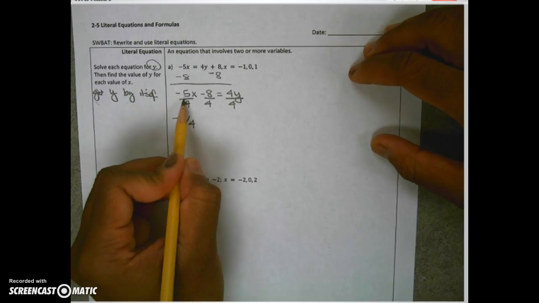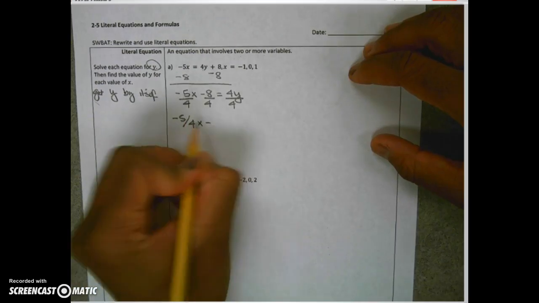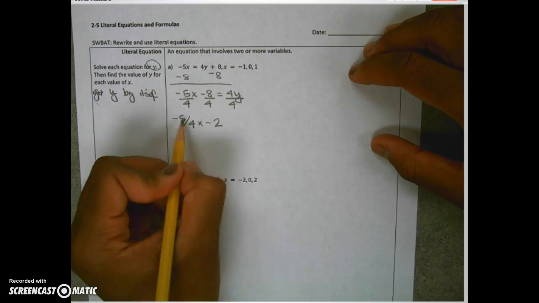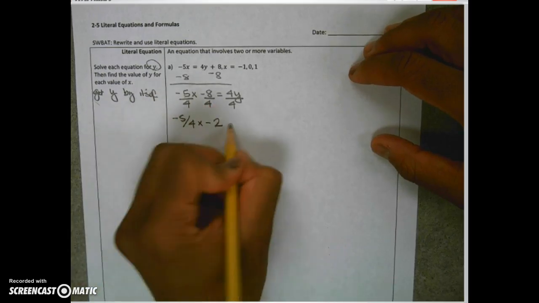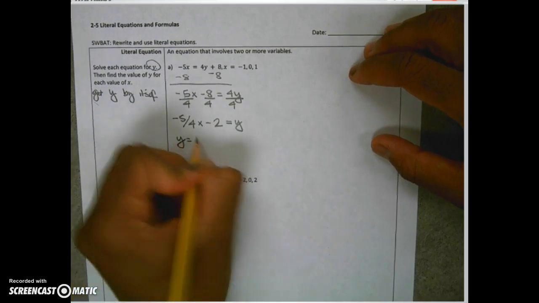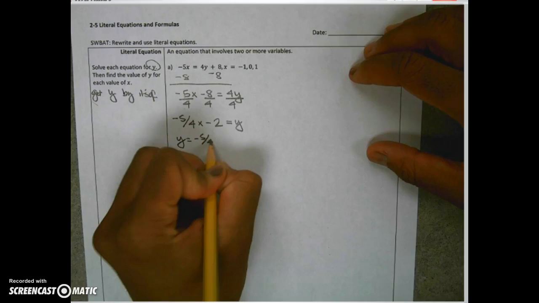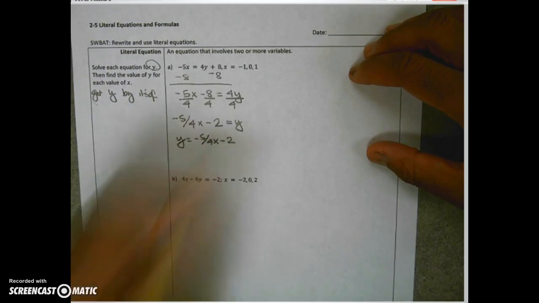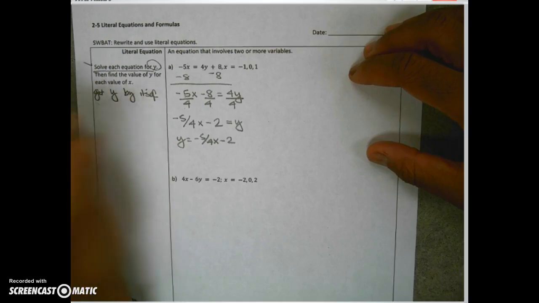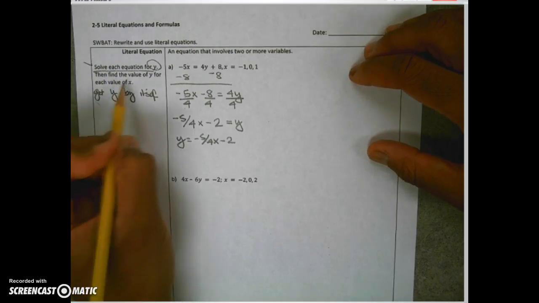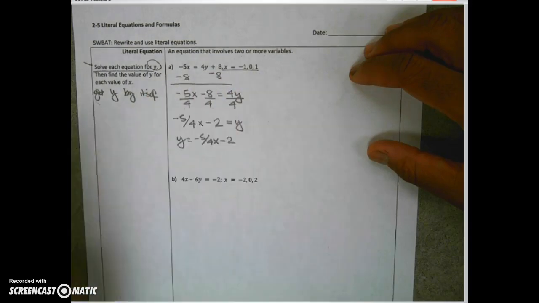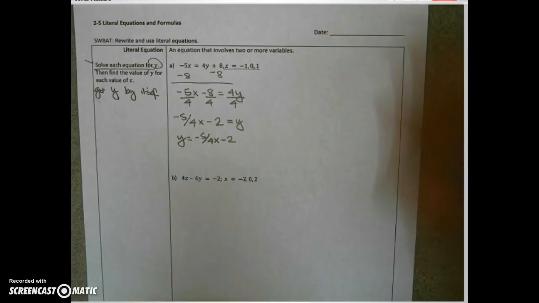This is negative 5 over 4x minus 8 divided by 4 is 2. So improper fractions, they're still fine, but you do need to reduce as much as you can, equals y. And if that bothers you, you can write it as y equals negative 5 over 4x minus 2. That's part 1. That's the first thing that they asked me for. It's kind of done. The next thing I'm going to do is find the value of y for each value of x. Well, here are the different values of x. I'm going to plug in for each of those.